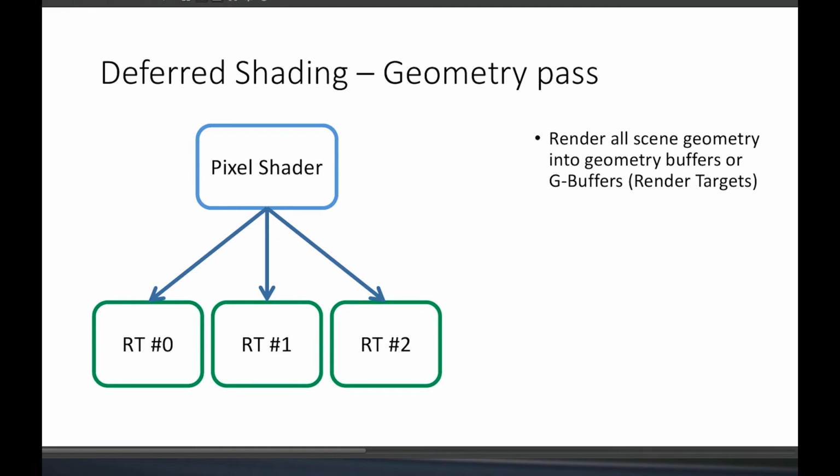First of all, remember that in the pipeline, we are outputting the pixel shader results to a single output buffer. In modern graphics APIs like OpenGL and DirectX, you can output data to several render targets. These render targets in deferred shading idiom are called the geometry buffers.